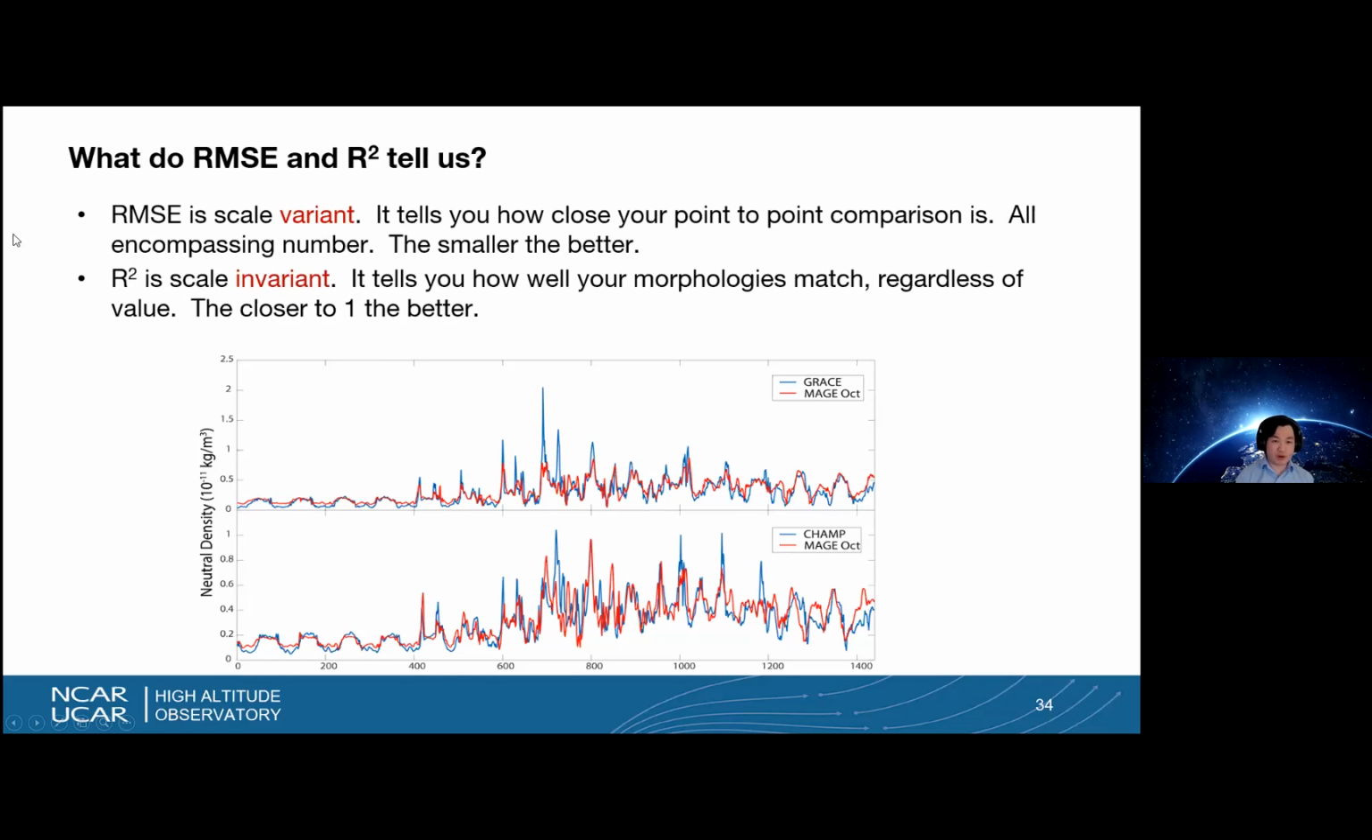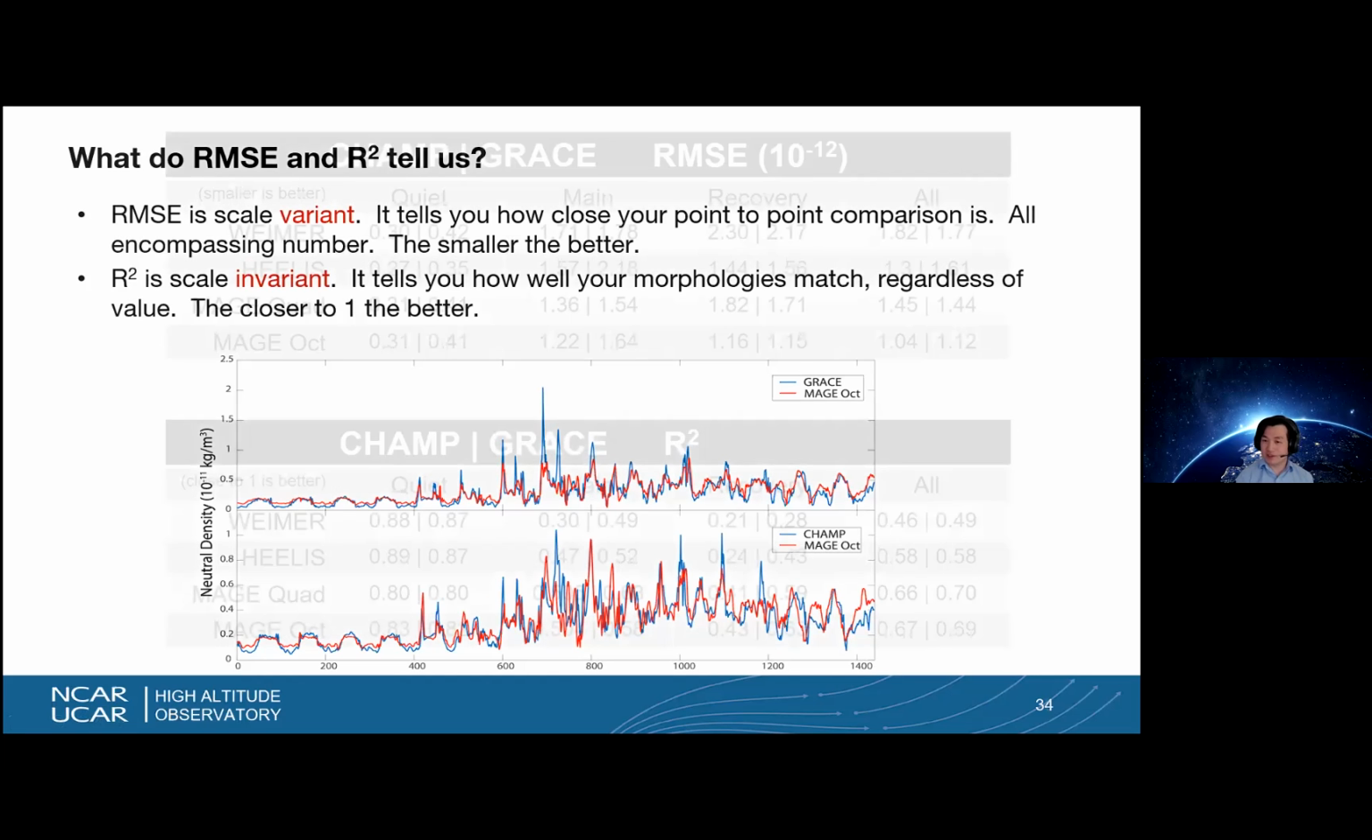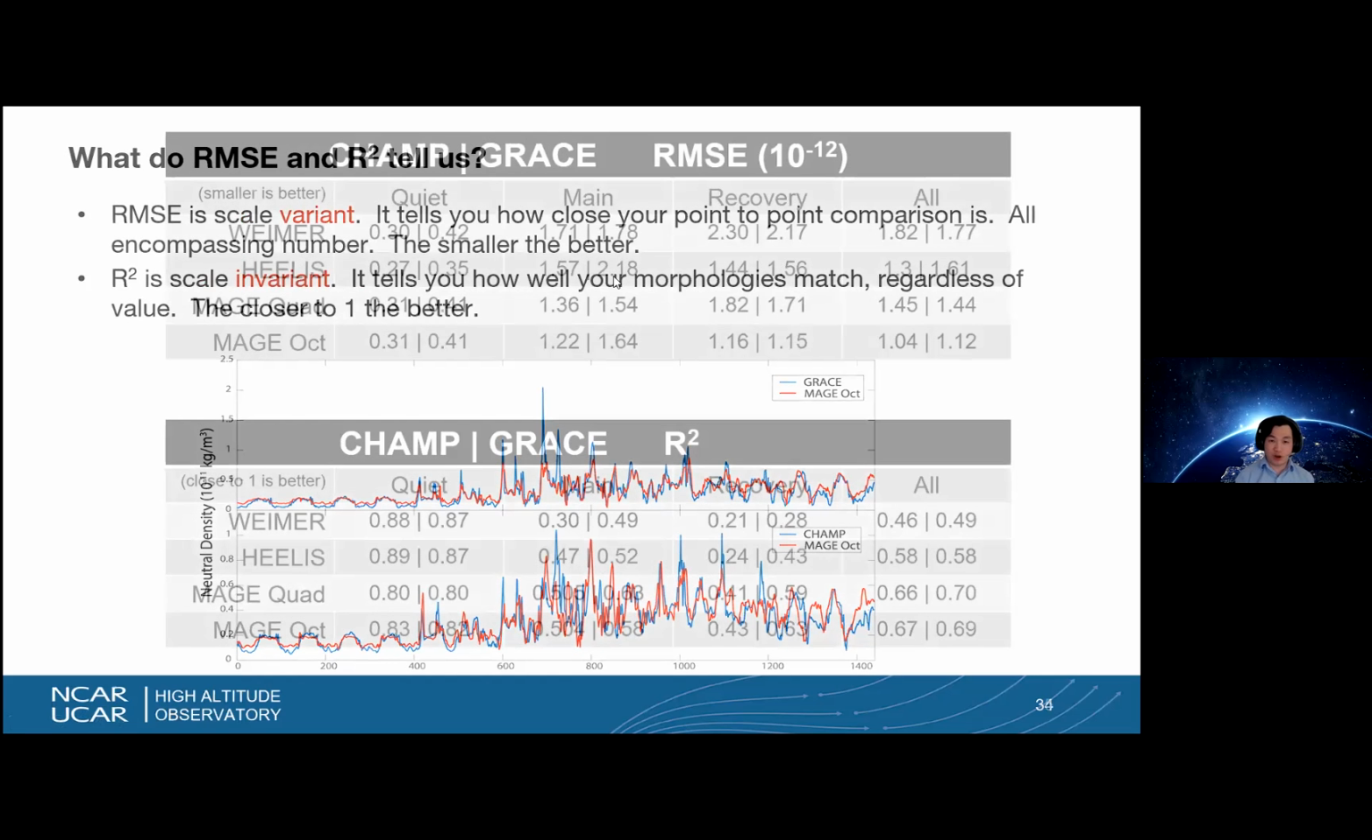So these two are very important parameters. RMSE tells you how close you are. R squared tells you how well you reproduce a lot of the features. And for comparison, this is the image model for the bottom. All right, so let's put that all together. Here's a whole bunch of numbers.